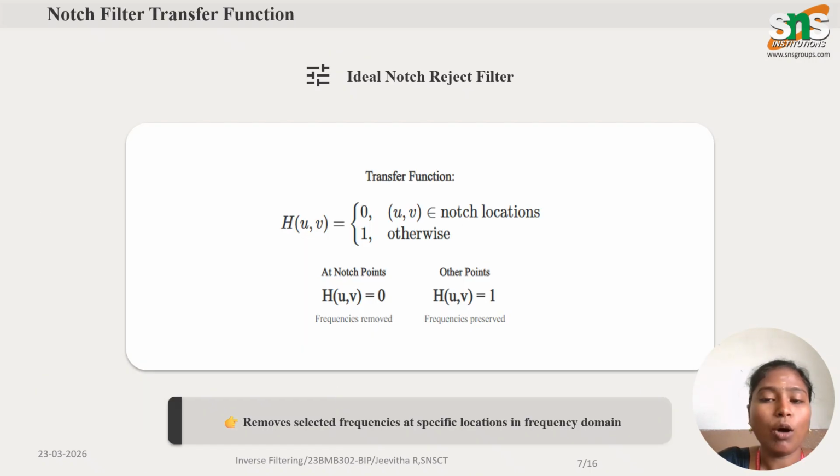Now let us see how the notch filter works mathematically. At specific noise frequencies, the filter value becomes 0, so noise is removed. At all other frequencies, the filter value is 1, so the signal is preserved. So only unwanted frequency components are eliminated. This selective filtering ensures minimal loss of useful information and effective noise removal.